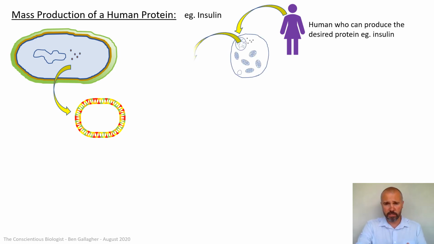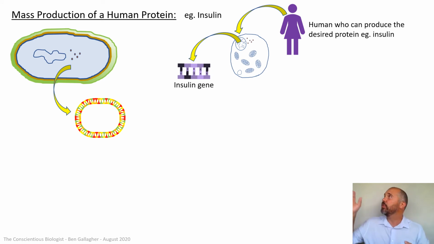So if I take one of her cells, and if I can identify and remove the insulin gene, which I'm representing here just very short, but remember actual genes would be hundreds and hundreds of nucleotides long. I've just made it really short there for simplicity. But if that purple bit of double strand up there is my insulin gene, I've now got hold of that.